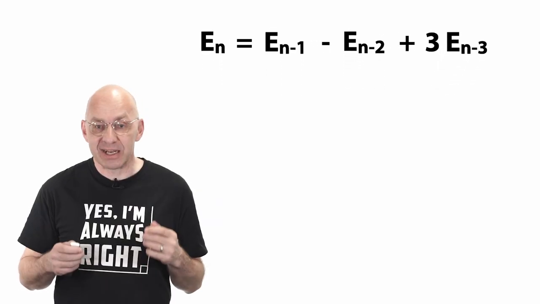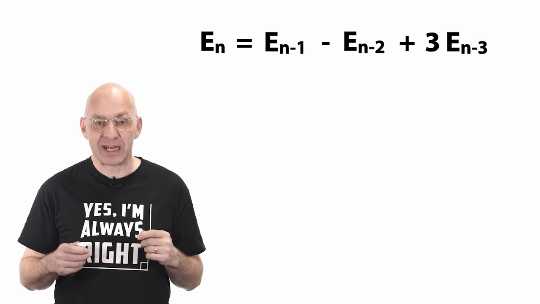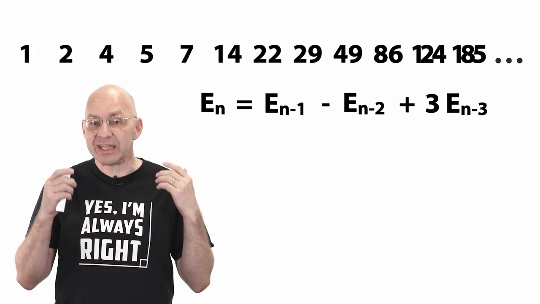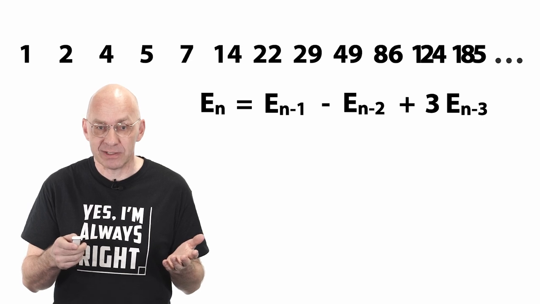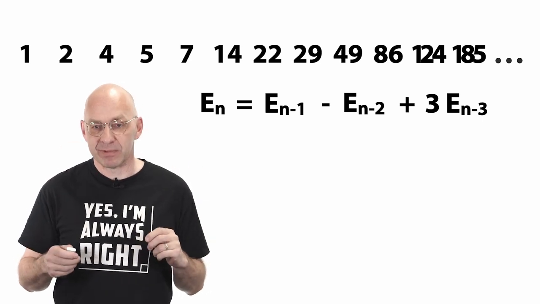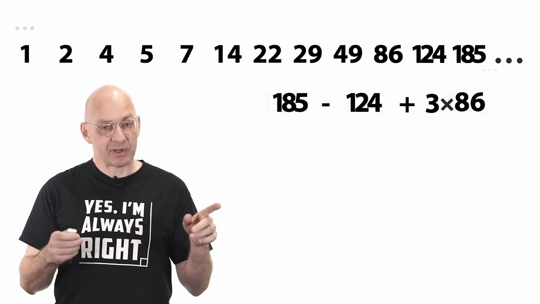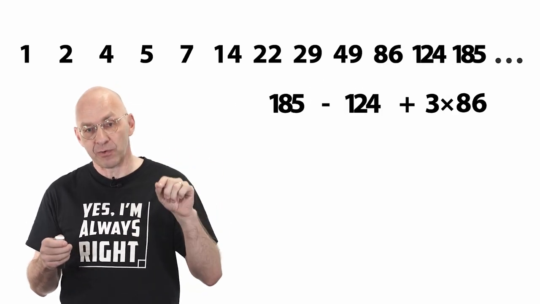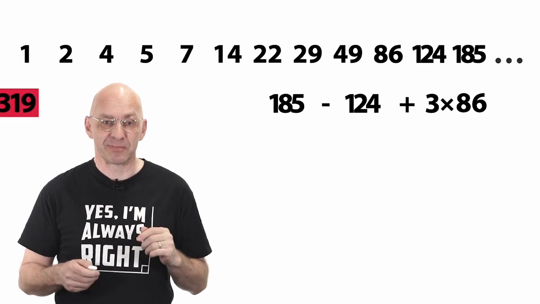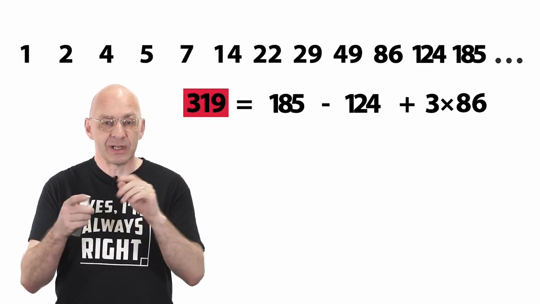There, that's a nice and simple formula that fits the part of the enemy sequence that you were confronted with. Now, if this really is the formula that your enemy had in mind, what's next? Easy peasy, just plug the final three numbers into the formula. 185 minus 124 plus 3 times 86, that's 319. Wonderful, your mortal enemy is vanquished.